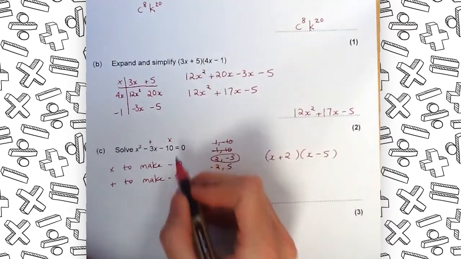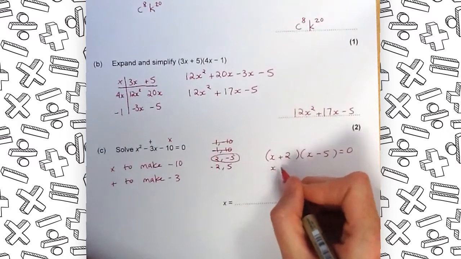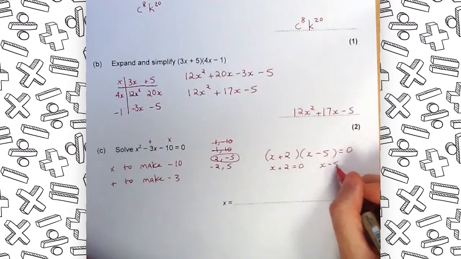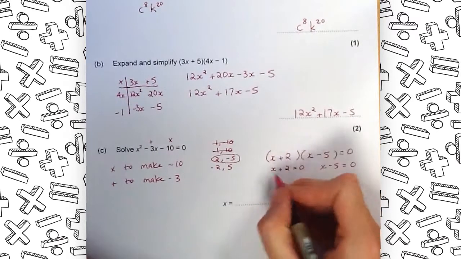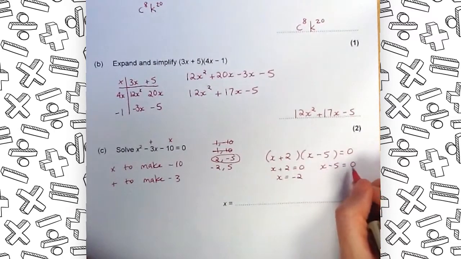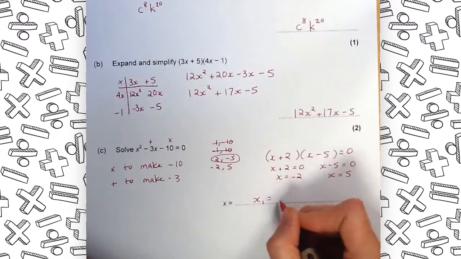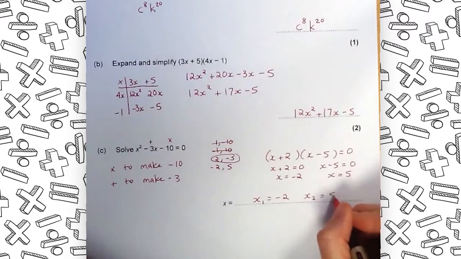Now we're trying to solve this equal to 0, which means that either x plus 2 equals 0 or x minus 5 equals 0. If x plus 2 equals 0, then x must be minus 2. If x minus 5 equals 0, then x must be 5. So my first solution, x1, is minus 2, and my second solution, x2, is 5.